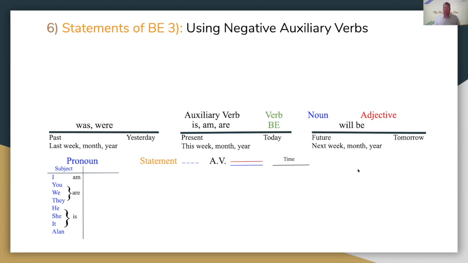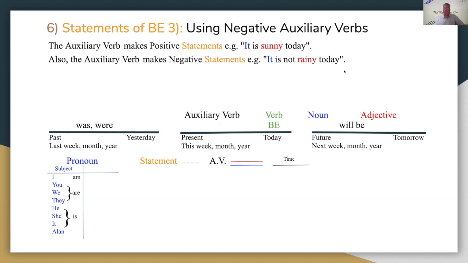Now, the next thing that we need to know is about using the negative auxiliary verbs. The auxiliary verb can be a positive form or it can be in the negative form. For example, the auxiliary verb makes a positive statement, e.g., it is sunny today. Also, the auxiliary verb makes a negative statement, e.g., it is not rainy today.